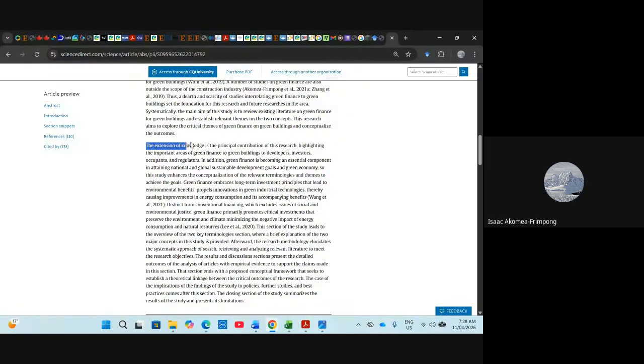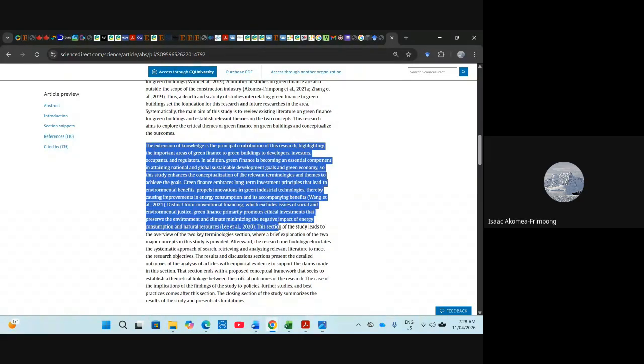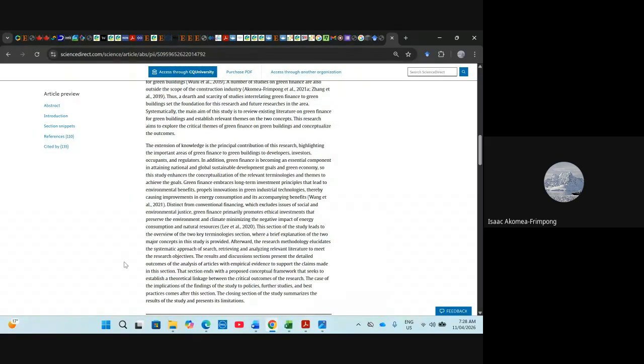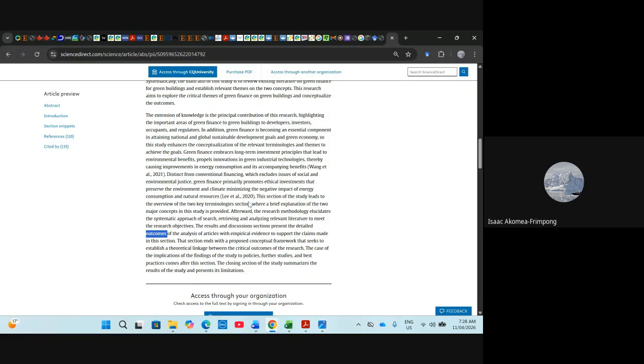Then I went ahead to give some kind of justification in terms of the contribution and implication. And if you read this carefully, you see that I justify by talking about the academic implications, the implications for practice and policies. Okay, and then I concluded with the structure.